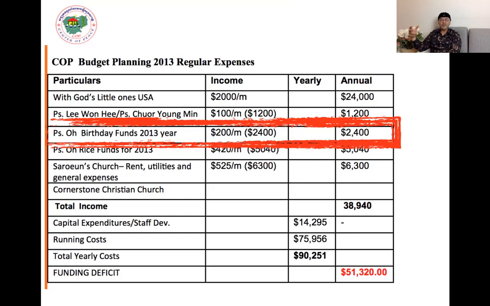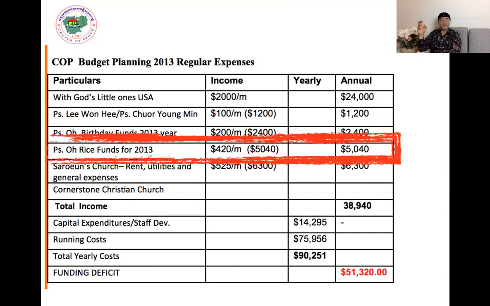So I was looking for a meaningful way to use the money. And I thought, why don't we celebrate birthdays? So COP budget, wow, that year was 51,000. And of that, I did that. And then I started giving almost 5,000 a year for a rice fund because they ran out of rice. They didn't know how to feed them. And I said, this is not right. At least rice you should have.